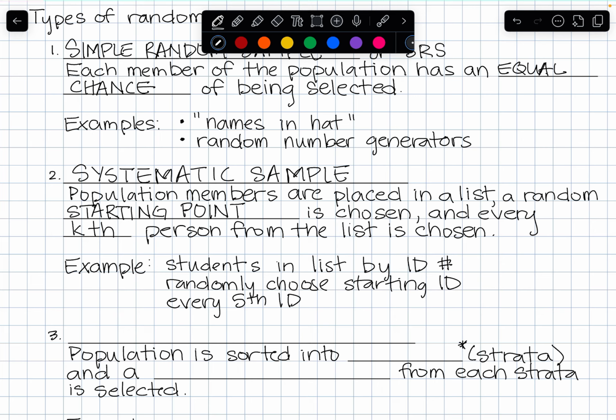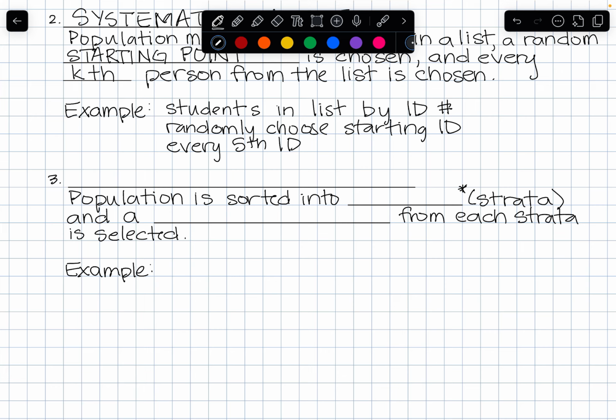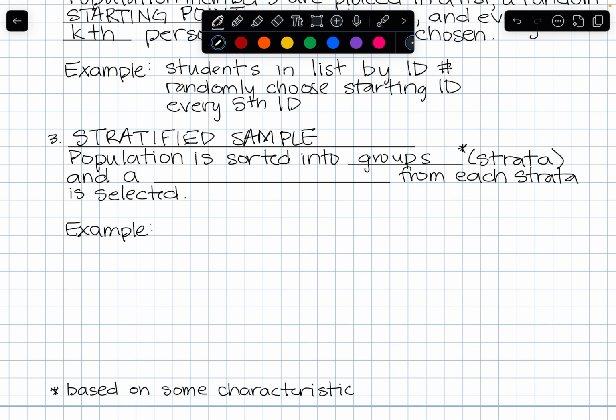The next 2 samples sound very similar and are often confused. Both of these samples are based on grouping. The first is called a stratified sample. And the groups that we're splitting our population into are called strata. You'll notice I use the word population is sorted. As statisticians, we're going to sort into groups based on some characteristic of interest.